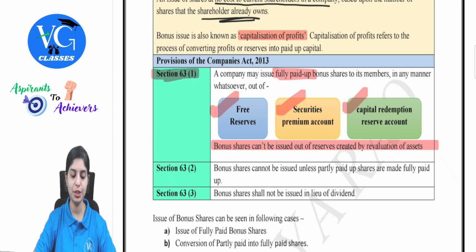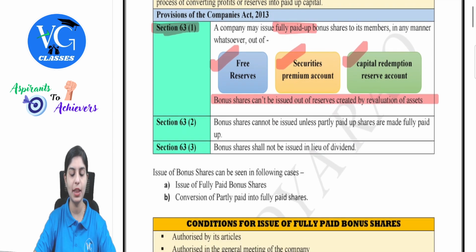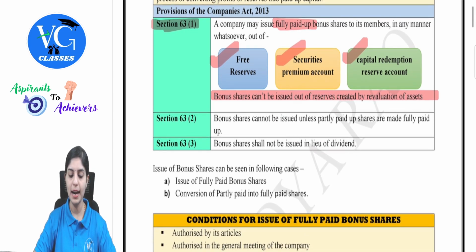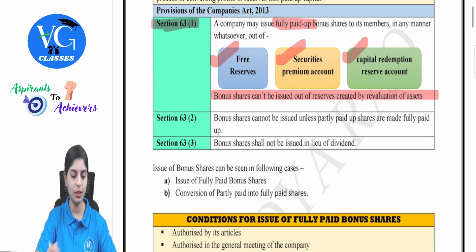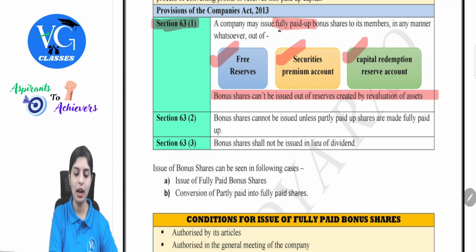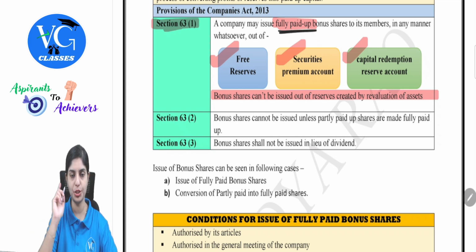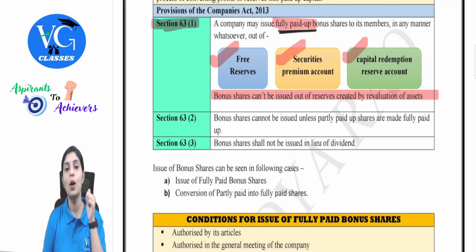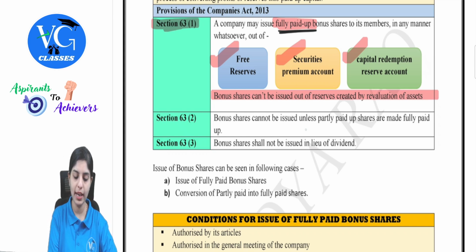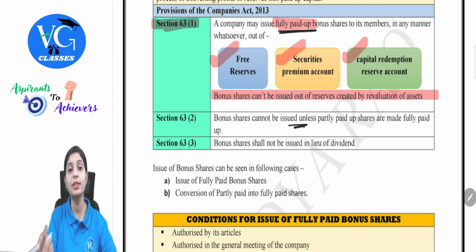Next, as per subsection 2 of section 63, bonus shares cannot be issued unless partly paid up shares are made fully paid up. That's what we understood in the first line here. A company may issue fully paid up bonus shares. So your first point to consider for the issue of bonus shares is that whatever the existing shares are, they should be fully paid up. The company cannot proceed with a bonus issue unless all the shares present are fully paid up. So partly paid up is not at all entertained.